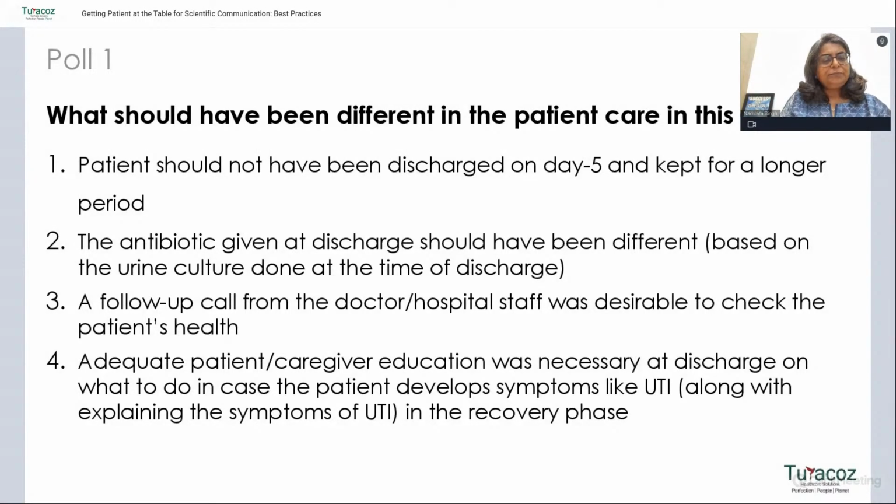So there are four options. First, the patient should not have been discharged on day 5 and should have been kept for a longer period. Second, the antibiotic given at discharge should have been different. Third, probably they should have done a urine culture while the patient was in the hospital, just to check whether she has any resistance and how the sensitivity of the strain is. Fourth, a follow-up call from the doctor or hospital staff was desirable to check on the patient's health when she reached home. And the fifth, adequate patient and caregiver education was necessary at discharge on what to do in case the patient develops symptoms like UTI, because having a UTI in any elderly patient in the hospital is very common.